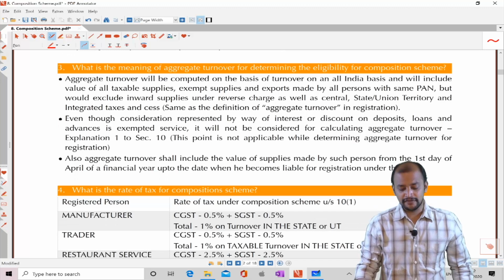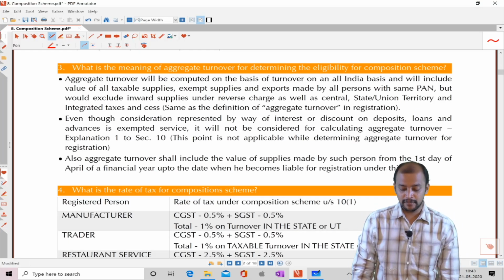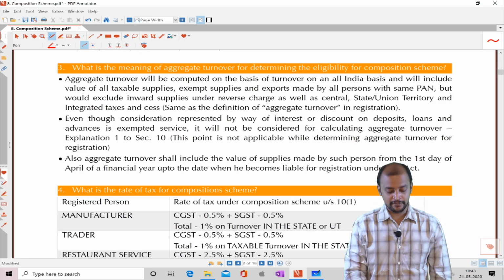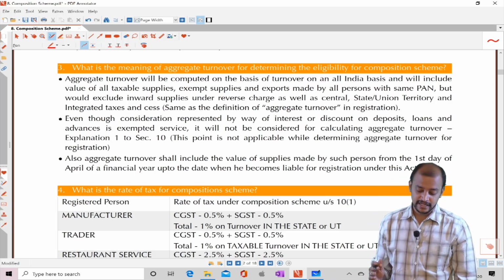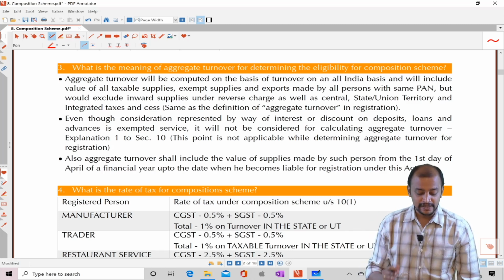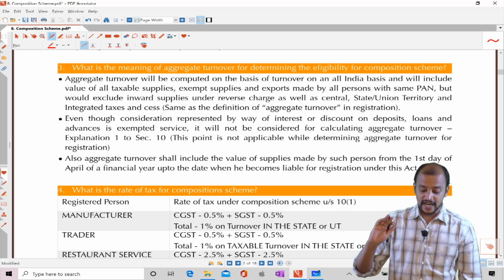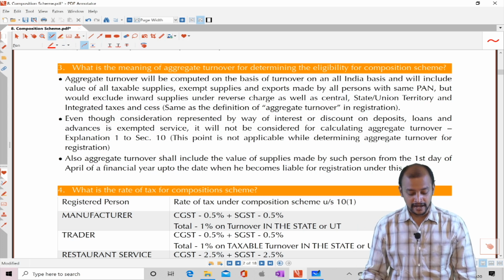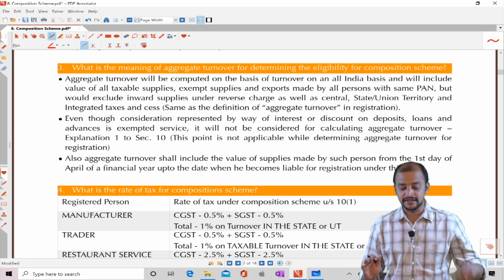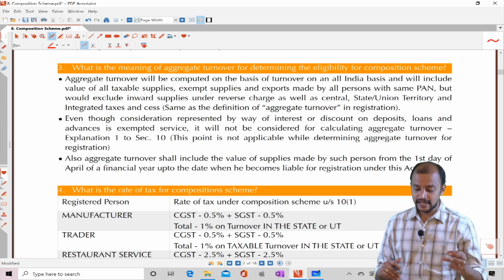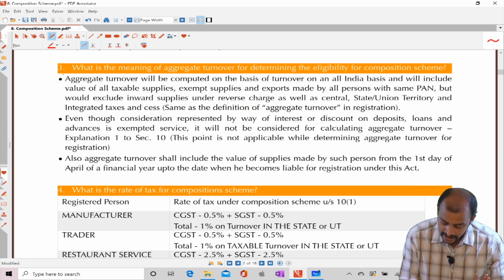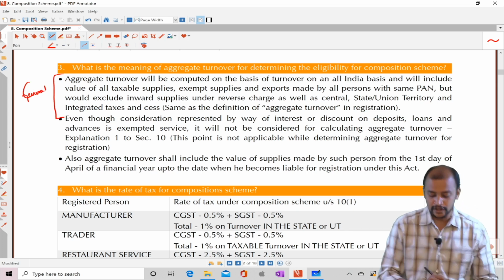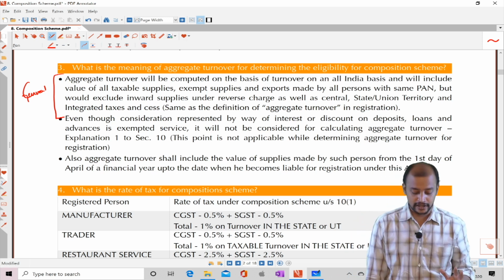What is the meaning of aggregate turnover for determining the eligibility of the composition scheme? Aggregate turnover will be computed on the basis of turnover on all India basis and will include value of all taxable supplies, exempt supplies and exports made by the person with the same PAN, but would exclude inward supplies under reverse charge as well as central tax, state or union territory tax, integrated tax and cess. See, this is the general meaning of aggregate turnover.